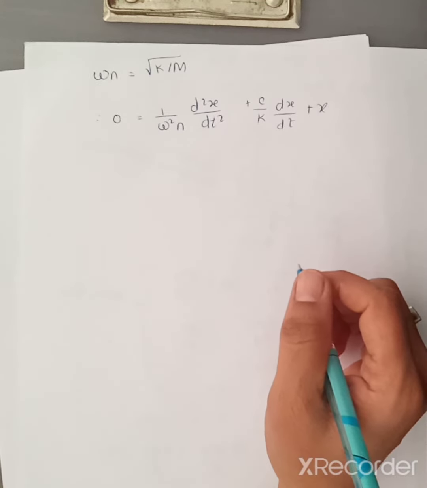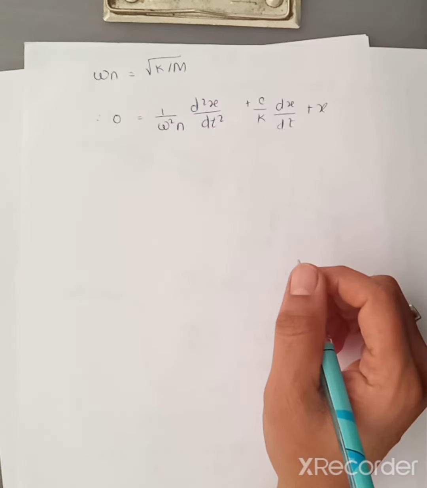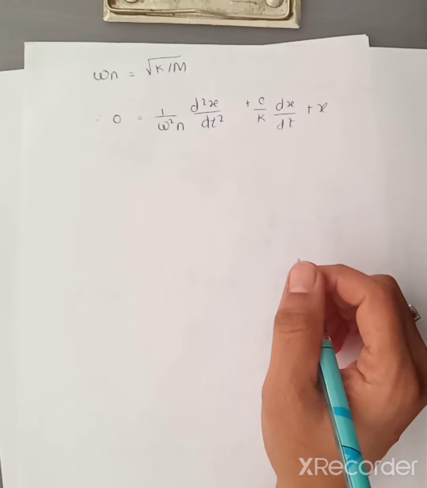As we all know, we need to start with a definition. We are using here the critical damping coefficient. What is the formula for the critical damping coefficient?